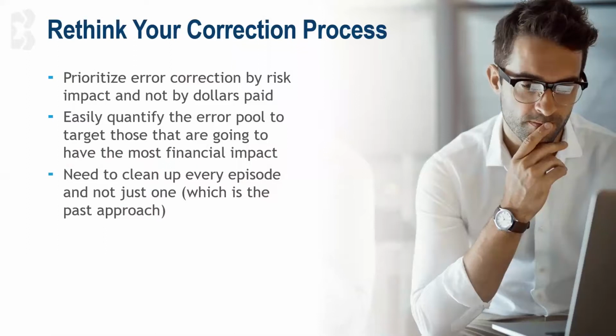We need to ask ourselves, can we easily quantify which of those encounter cleanups have the most financial impact? And how do we do that? How do we know that we're cleaning up everything and not just one of many, but everything that will actually have an impact on our risk scores and our quality assurance measures out there?